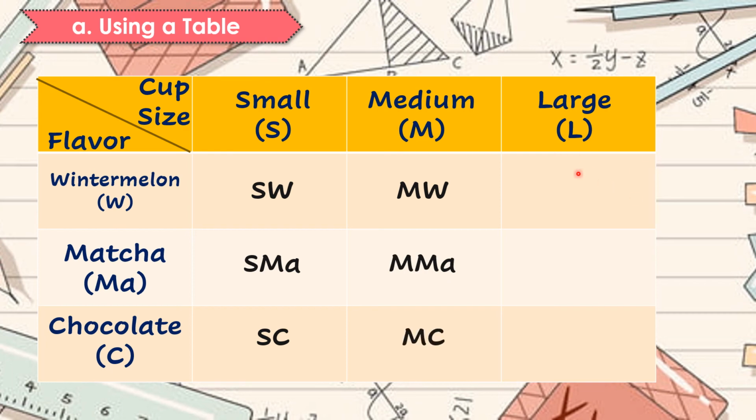And for large naman, so kung large naman ang kanyang size o cup size, paaring large winter melon, large matcha, or large chocolate. Ayan, so systematic, wala na tayong maaari pang maging possible outcome. And when you count these outcomes, the total number of outcomes is 9.